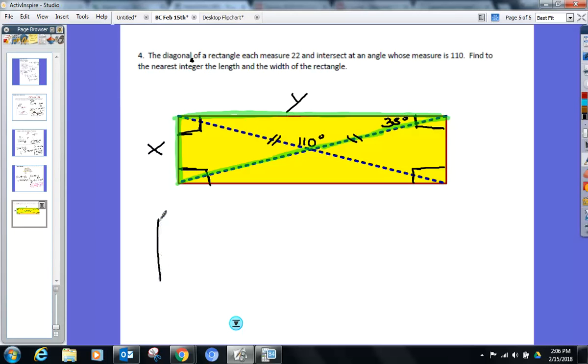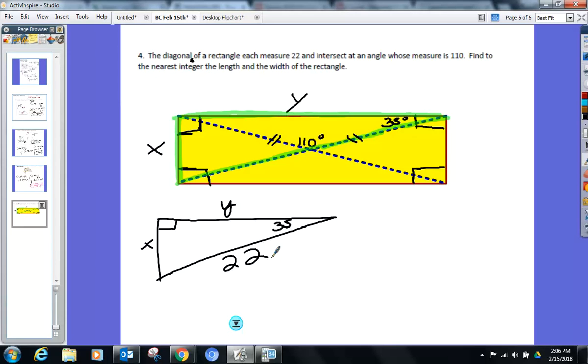Now, if I take that triangle out of my rectangle here, I have x, y, 35. Oh! I don't have a side I know, because I need a side to do sine, cosine, tangent. 22, because it was the diagonal length, which is also the hypotenuse. Do we have enough information now to pick sine, cosine, tangent?